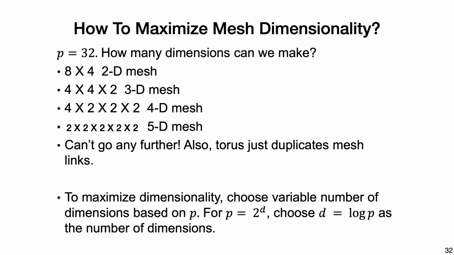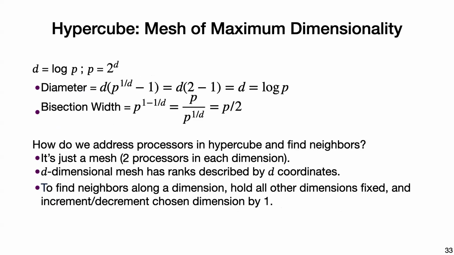And yeah, so to maximize the dimensionality, you can choose the variable amount of dimensions based on p. If p is a power of 2, so for p equal to 2 to the d, we should choose d as the number of dimensions. So it turns out that there's this nice connection between hypercubes and meshes. So previously we were embedding 2D meshes into the hypercube and back and forth. And it turns out that one way to think of a hypercube is if you made the dimension as large as possible. So if you have 2 to the d processors, yeah, the maximum dimension is d.